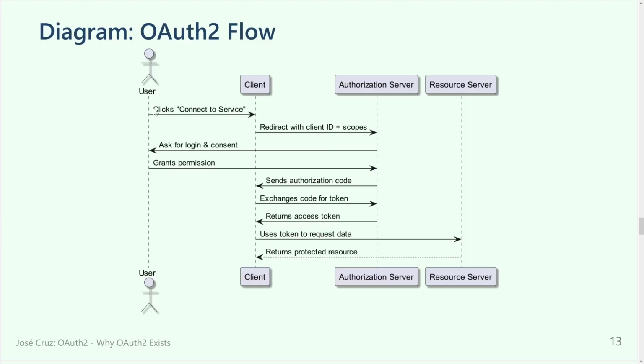So we have this user that clicks and connects to a service, let's say our photo printing service, and this client, which is already registered before, and I'll explain this in detail in my next video, will redirect to the authorization server, which is Google. Google already contains some information about this client, for instance, addresses to send authorization codes and access tokens.